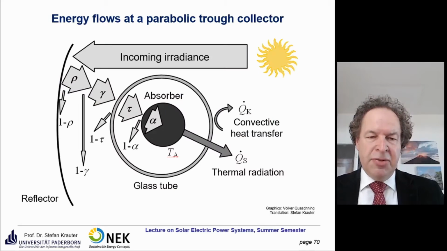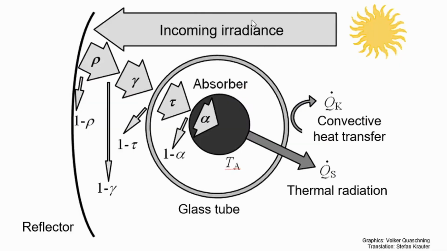So let's go into the power flow. The first part you know very well: incoming irradiance. We discussed this a lot in the last lectures. Then you have the reflector, where something is lost because it's not perfect reflection. Here this is the index rho. And then it hits the absorber. There are also some losses there.